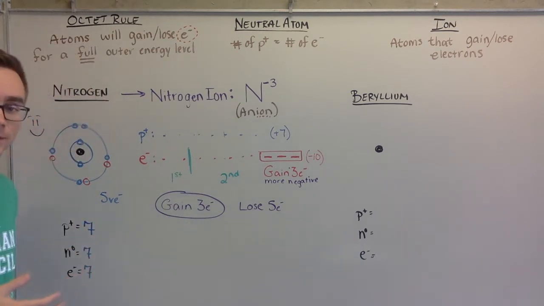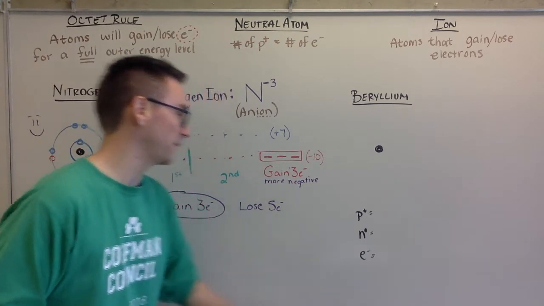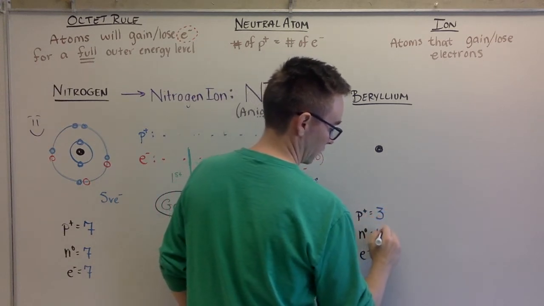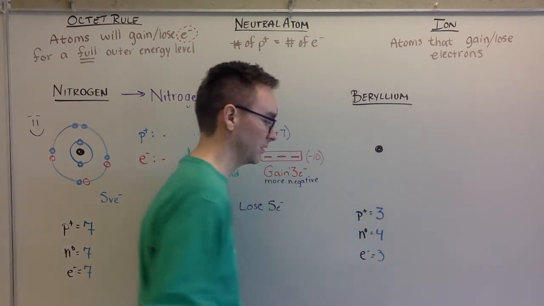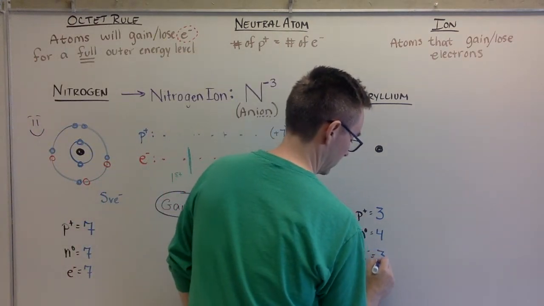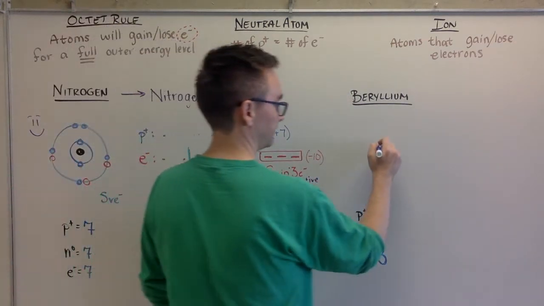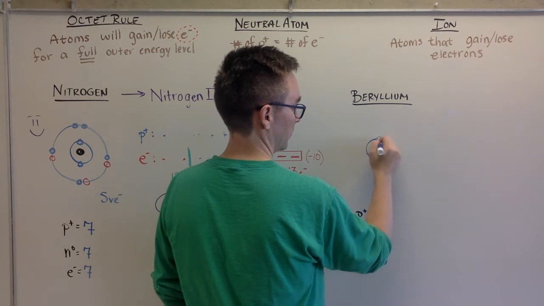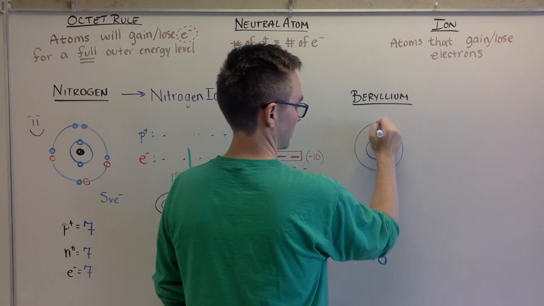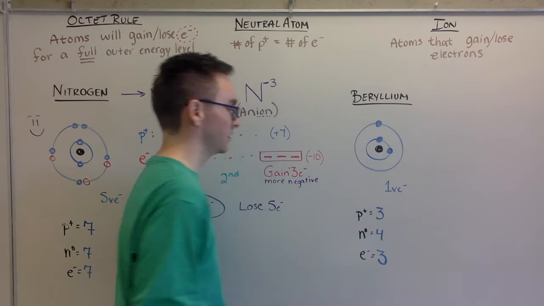Let's try a smaller atom here. Let's try beryllium. All right. Let's start by drawing the Bohr model. Beryllium has 3 protons. Do the math. It's 4 neutrons. And start with a neutral atom. 3 electrons. Let me fix that there. It's a little bit better. All right. So let's start. 2 on the first energy level. I have 1 valence electron.